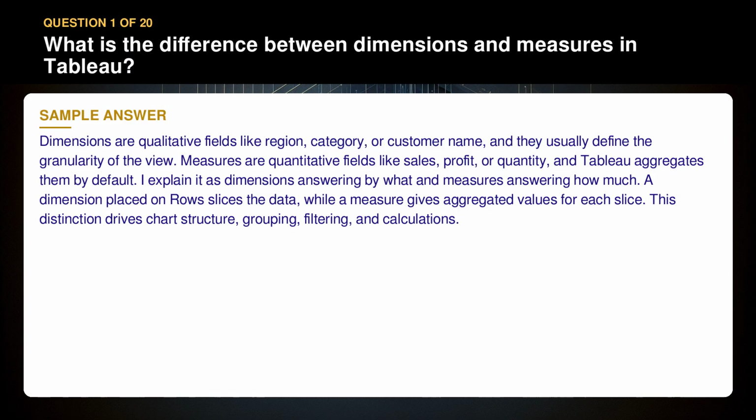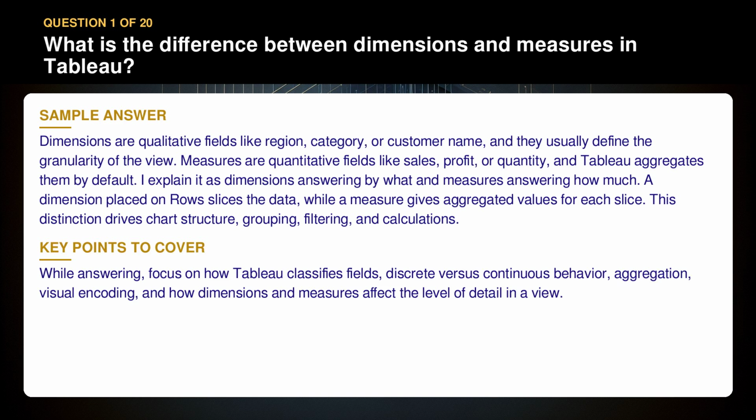A dimension placed on rows slices the data, while a measure gives aggregated values for each slice. This distinction drives chart structure, grouping, filtering, and calculations. While answering, focus on how Tableau classifies fields: discrete versus continuous behavior, aggregation, visual encoding, and how dimensions and measures affect the level of detail in a view.